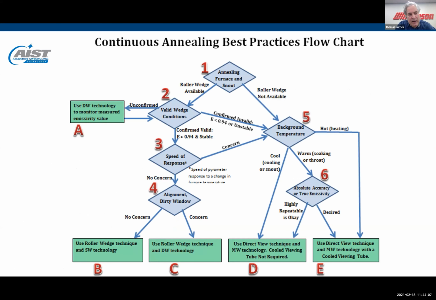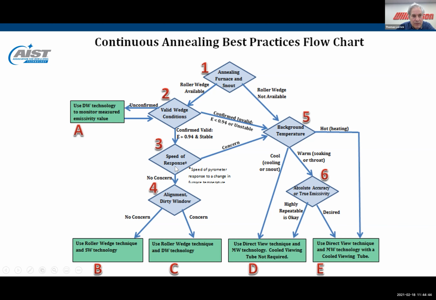So here we have a decision tree, if you would, for selecting the best infrared technology for a continuous annealing line measurement. So your first question is, is a roller wedge measurement position available? And is the geometry adequate for producing a high emissivity reading? You use a dual wavelength pyrometer to measure the emissivity, and if the emissivity is above 0.94 and stable, that's a valid roller wedge measurement.